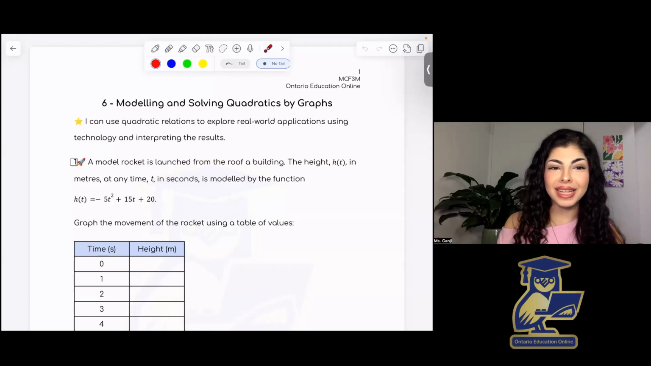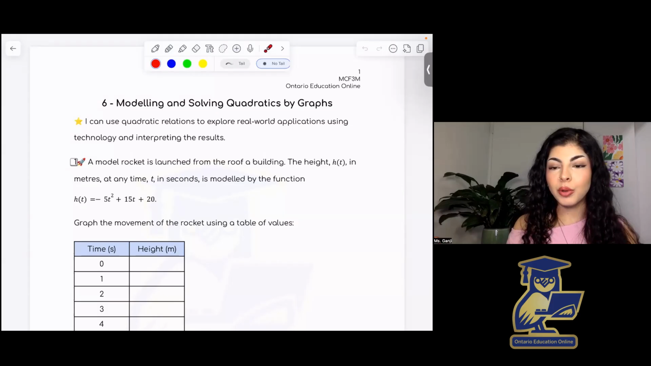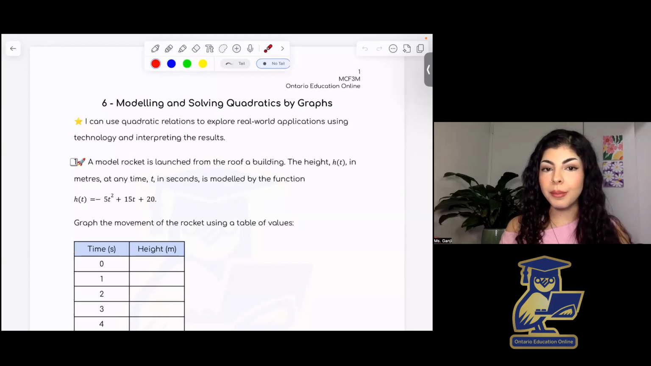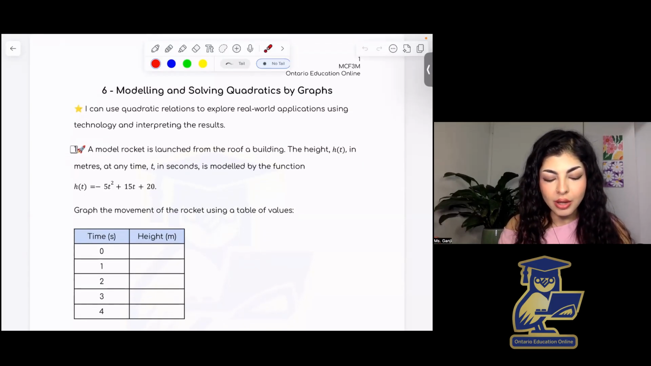Welcome back to another lesson of functions and applications, where today we are looking at modeling quadratics now that we've been working with them quite a bit, and also how to solve them using their graphs. So today we're going to be graphing a lot and looking at graphs. And our learning goal is to use quadratic relations to explore real-world applications using technology and to interpret the results.